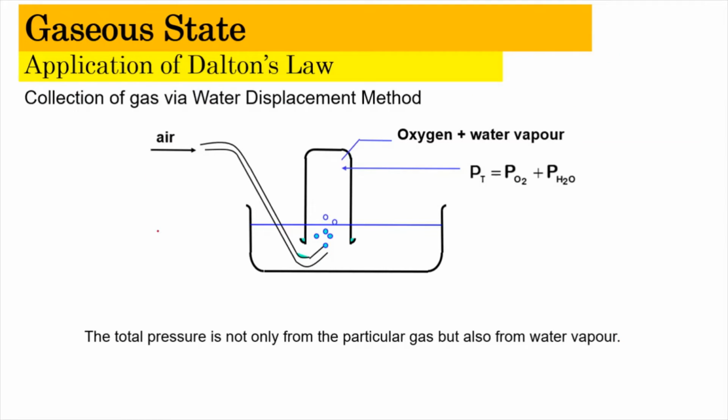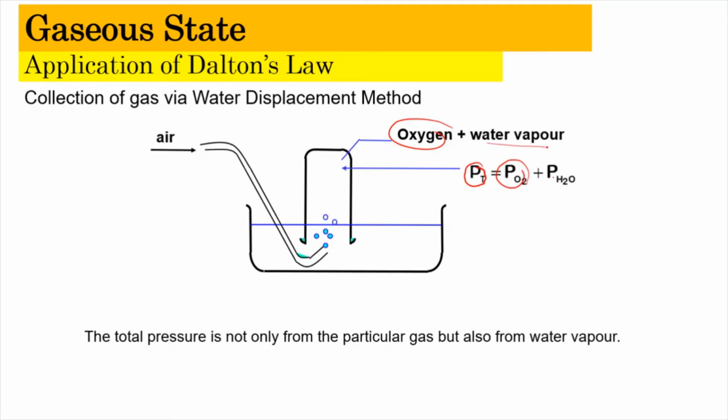During the reaction or during the experiment, some of the gases can pass through the water and will be collected over the container by using the water displacement method. Let's say the gas that is produced from the experiment is oxygen. The total pressure here will include the partial pressure of the oxygen from the experiment that passes through here, as well as the partial pressure of the water vapor.